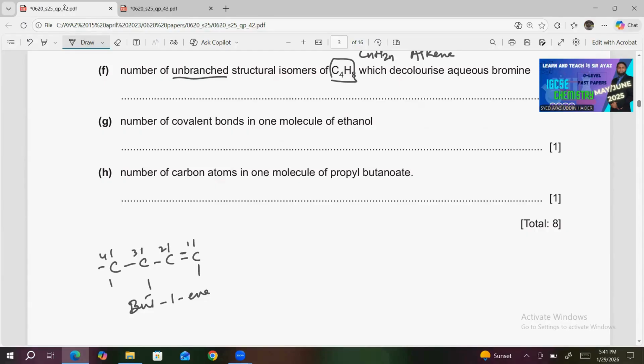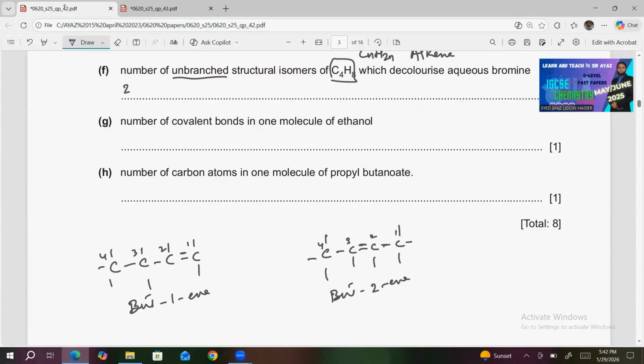The other isomer, unbranched isomer. In fact, they are saying unbranched, not the branched. So you are going to show 1, 2, 3, 4. Now I'm going to place the double bond on carbon number 2. Whether you start from the right hand side or left hand side, these 2 middle carbon atoms will be considered as 2 and 3. So you have only 2 unbranched structural isomers of this alkene. This is but-2-ene. So I'm going to write 2 here.